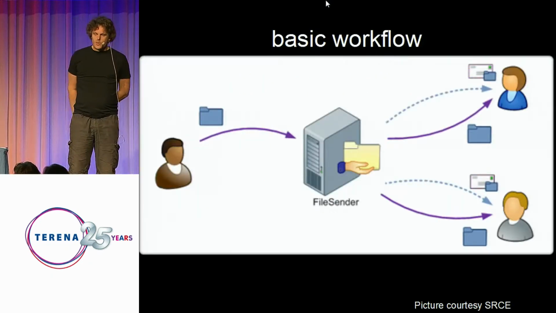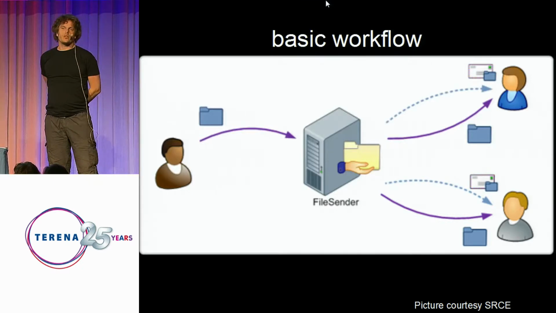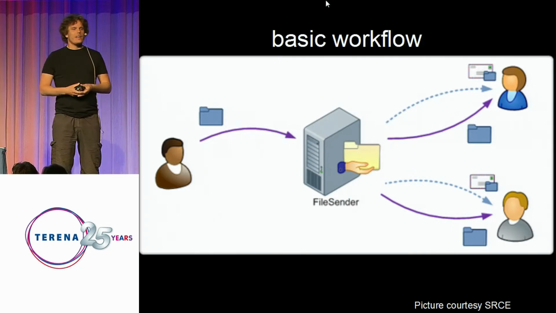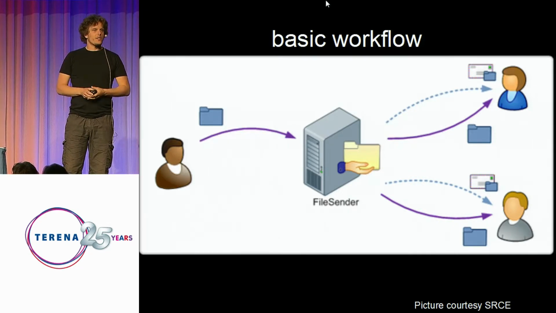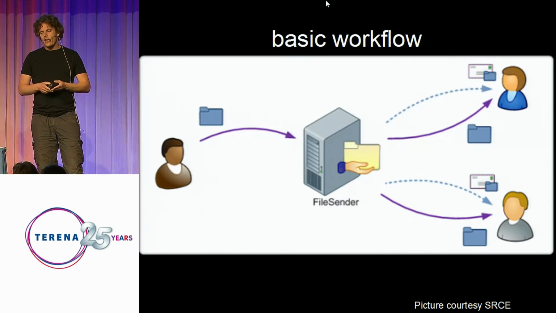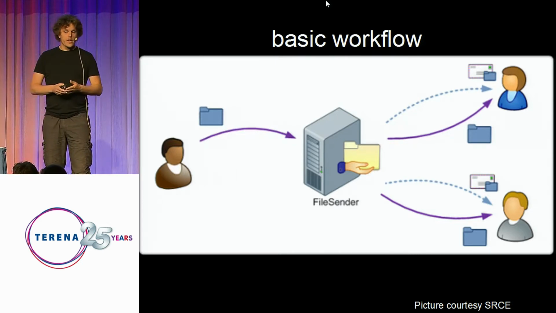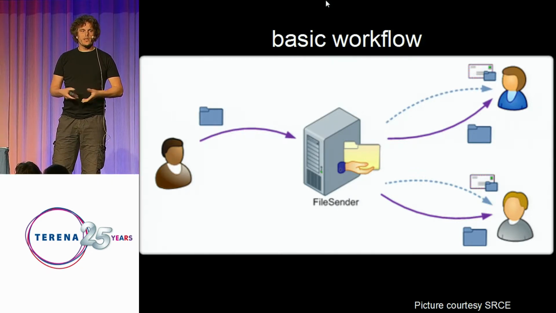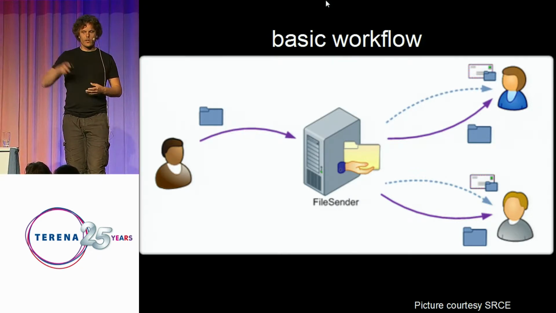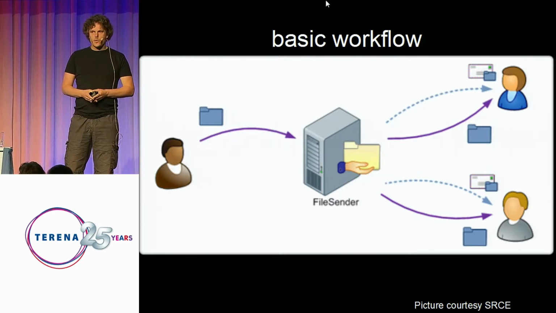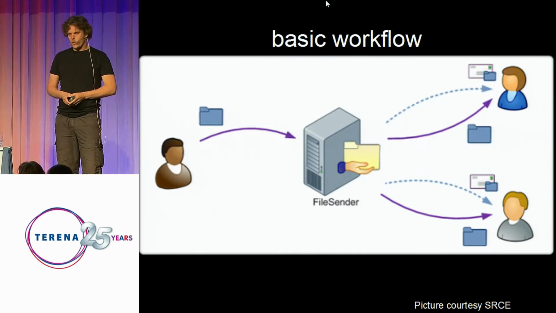This is the basic workflow. User goes to a website, logs on with, of course, their federated account, sends the file to the central server, including the recipients that the file is supposed to go to. The server then takes care of the rest. It ships emails to the intended recipients with a download link. The recipients click on the download link, and a feedback email goes back to the sender that says, yep, thing has been downloaded.